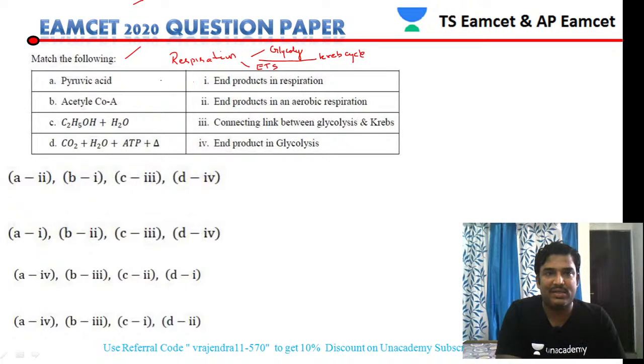Pyruvic acid is an end product of glycolysis. Acetyl-CoA is a connective link between glycolysis and the Krebs cycle. And ethyl alcohol is produced during anaerobic respiration.